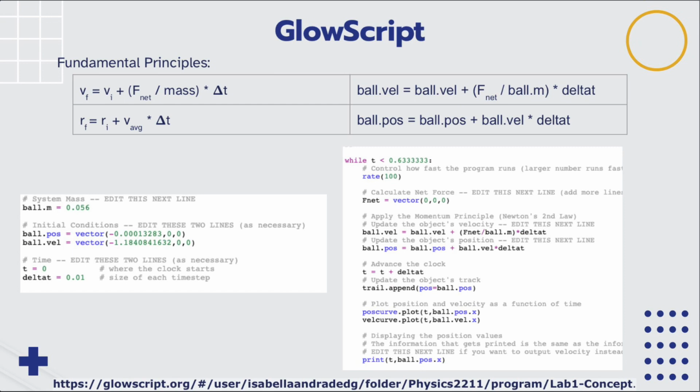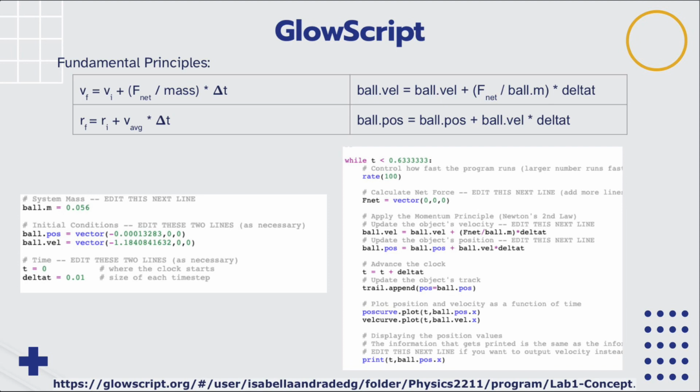GlowScript was used in order to create a computational model. To properly analyze the object, the initial position of the ball was recorded from the tracker video. Then the initial velocity was calculated by using the formula change in position over change in time, using the first 2 frames of the video to collect the position and timestamps. Although the mass of the object was inputted into the code, this would not affect the calculations because, since there is constant velocity, it would not be impacted by the mass of the object.